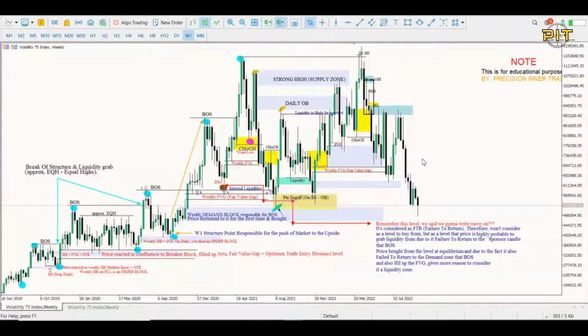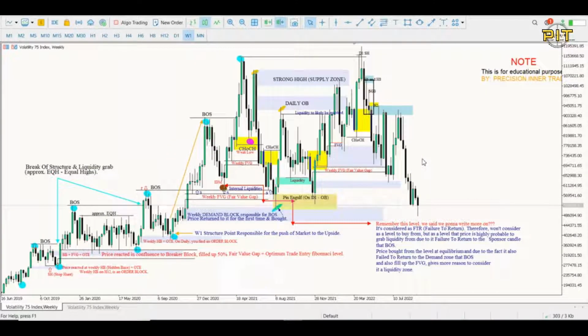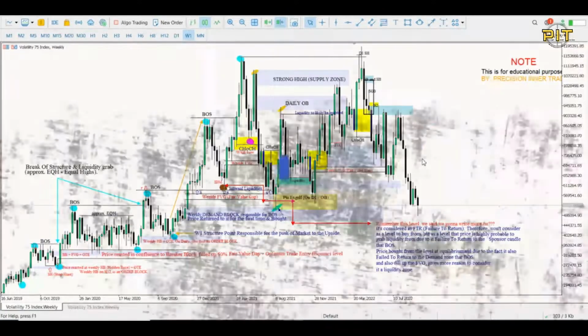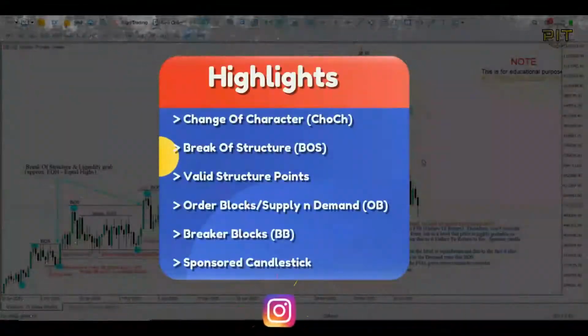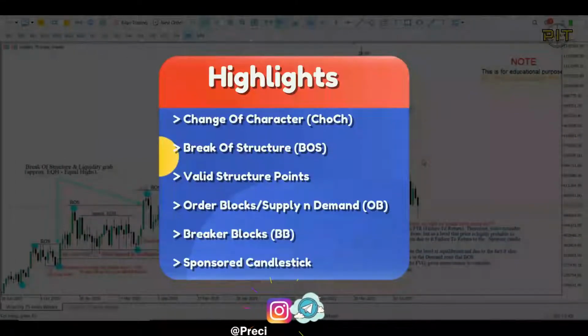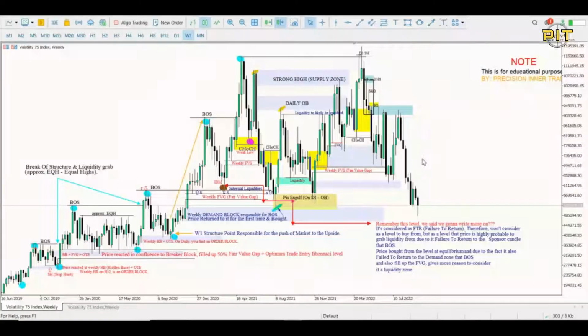In this video we'll be talking about the ICT concept and then supply and demand. We'll be looking at certain structures in the market: the change of character, the break of structure, and how to mark valid structure points. Then we'll be looking at other blocks, the supply and demand, breaker blocks, and also a type of sponsorship candle that Mansouri Sapari calls the double Marabuzu candlestick.